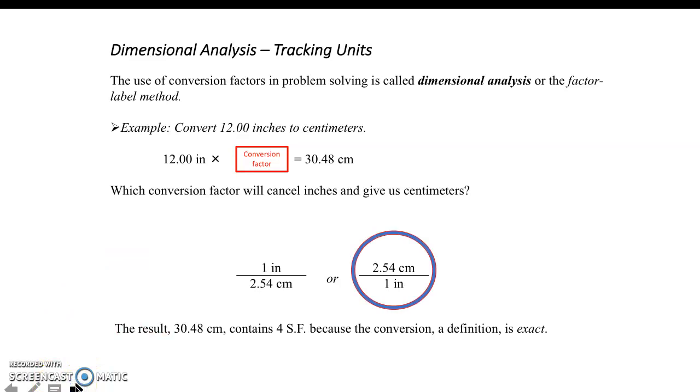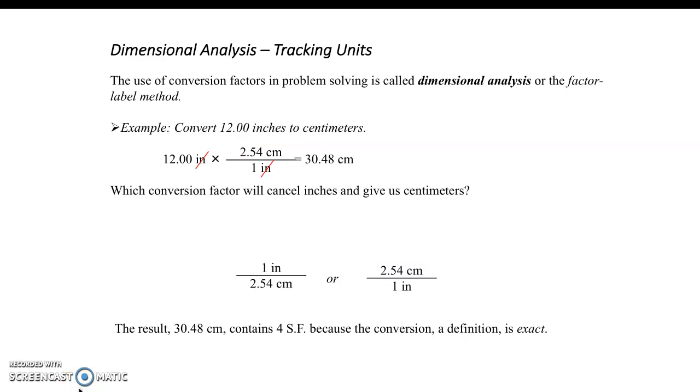And so the one I want then is 2.54 centimeters over an inch, because that will allow our inch units to cancel. And so when I write it up in there, you can see inches cancel and I'm left with centimeters. So even if I didn't know how to do that problem initially, just by using my units, I can do the math properly. And then I just multiply 12.00 times 2.54 and I got 30.48 centimeters.